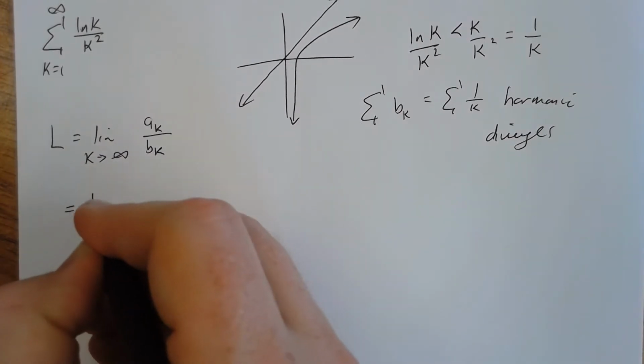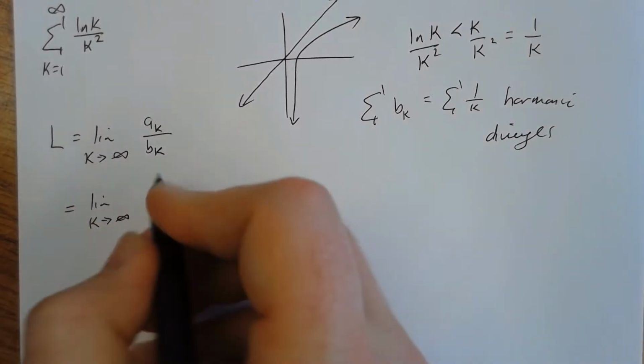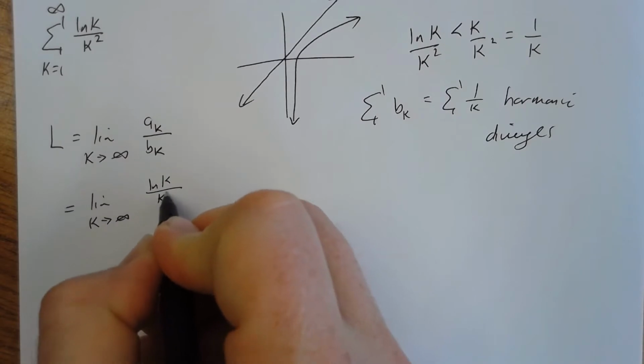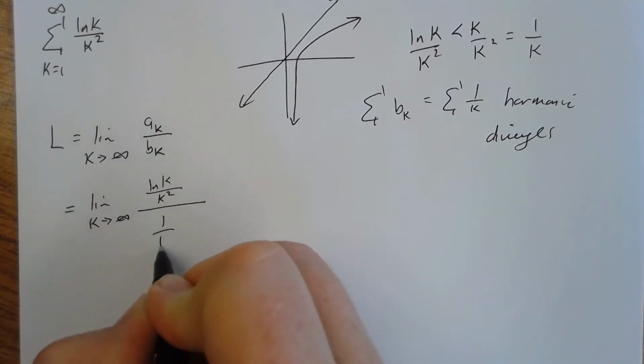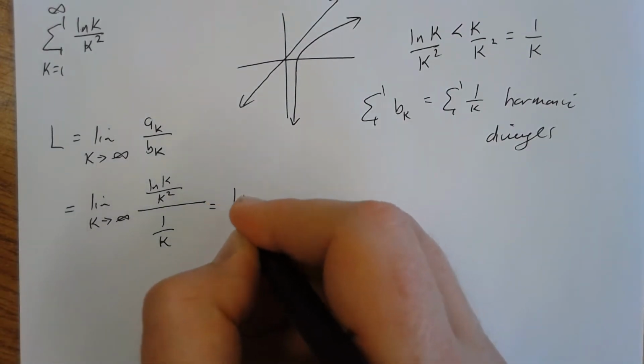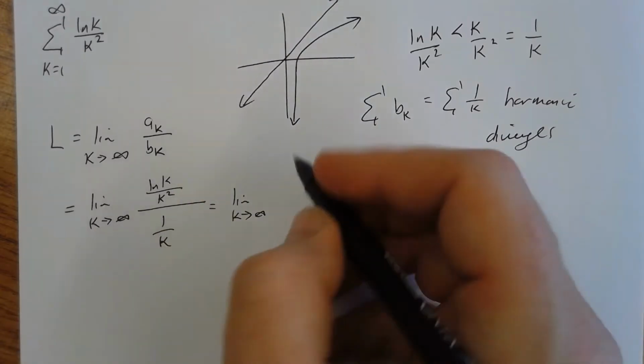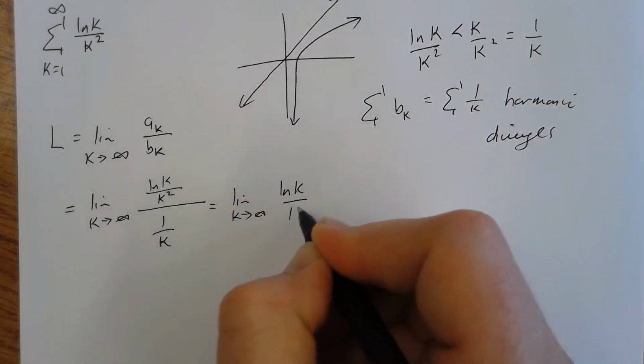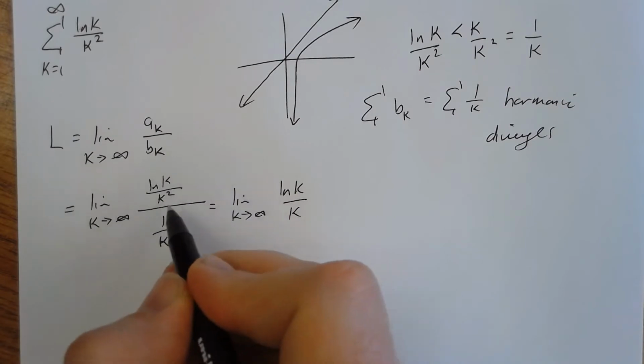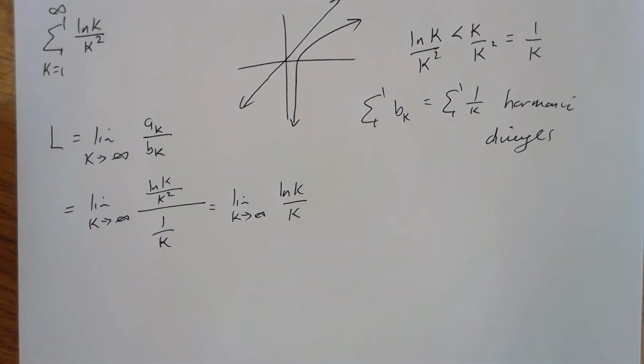So I'm going to look at the limit as k goes to infinity of the natural log of k over k squared, divided by 1 over k. And this will provide me with the limit as k goes to infinity of, keep, flip, change, the natural log of k simply over k. When I multiply this on top, the k on top cancels out with the k squared on the bottom, giving me simply k on the bottom.